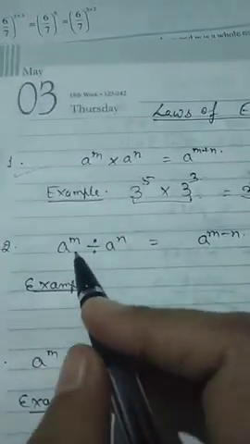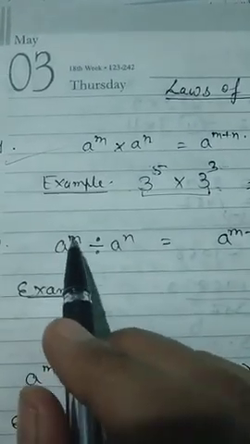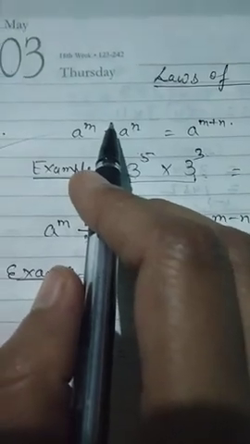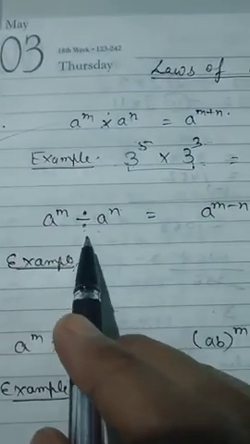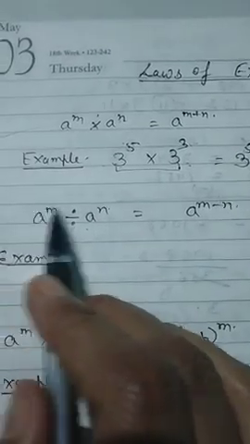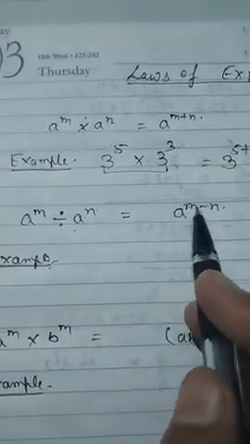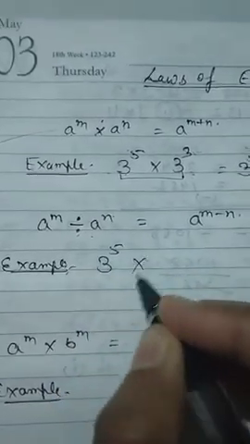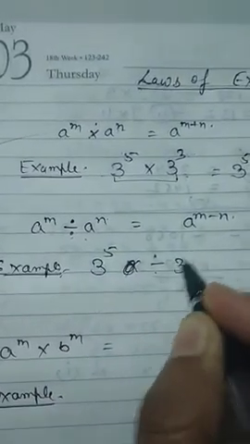The next law is whenever the bases are same and the powers are different but it is in divide. This was in multiply, but this is in divide. In this case, we will subtract the powers: base to the power difference of these two powers, m minus n. For example, suppose 3 to the power 5 divided by 3 to the power 3.